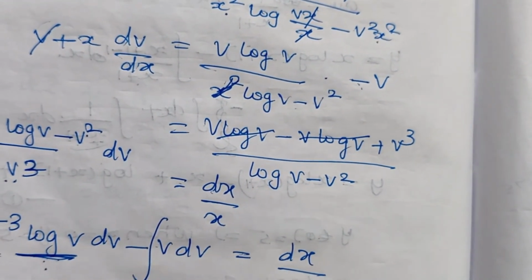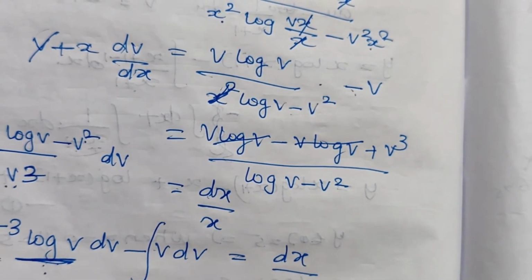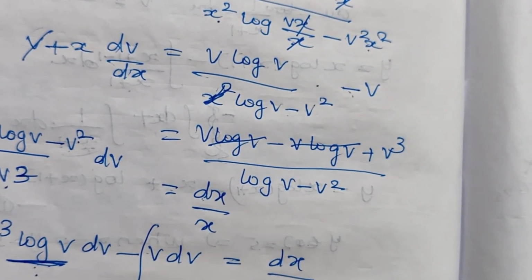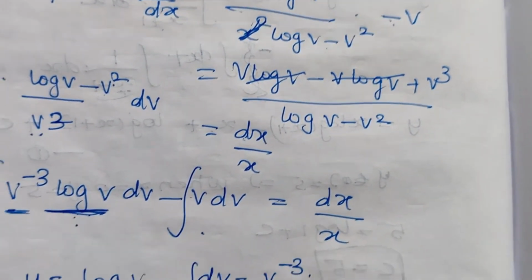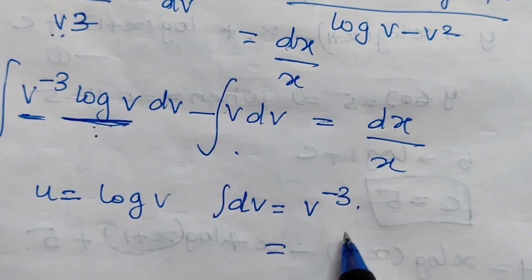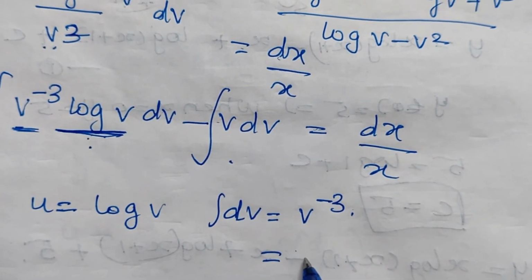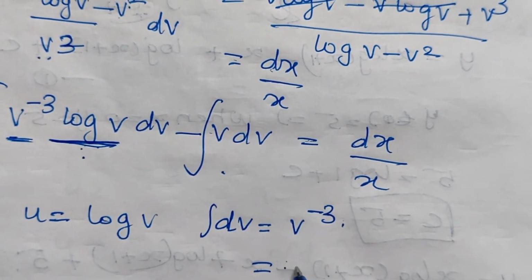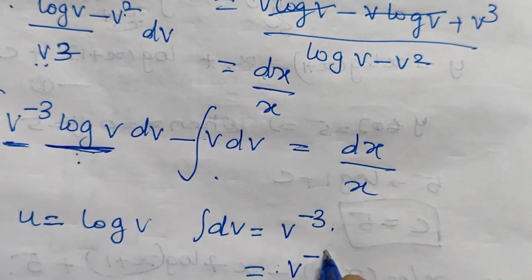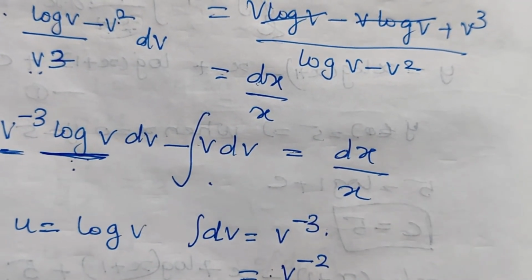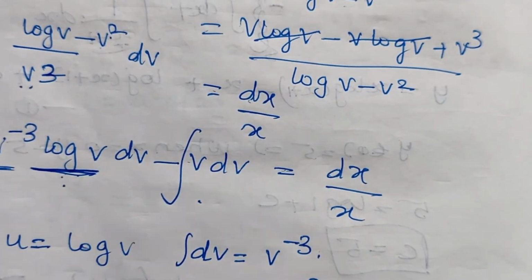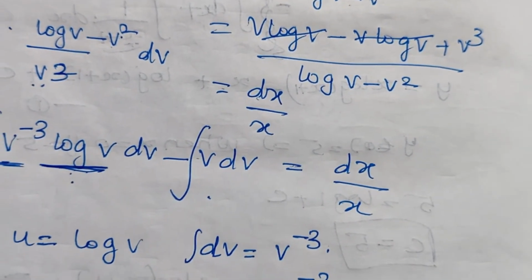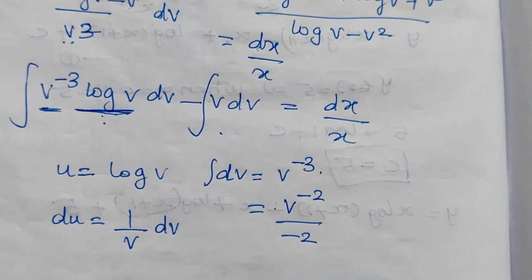Integral dv = v^(−3). So what you get is integration v^(−3+1) divided by −3+1. So what you get, v^(−2) divided by −2. Here du = 1/v dv.